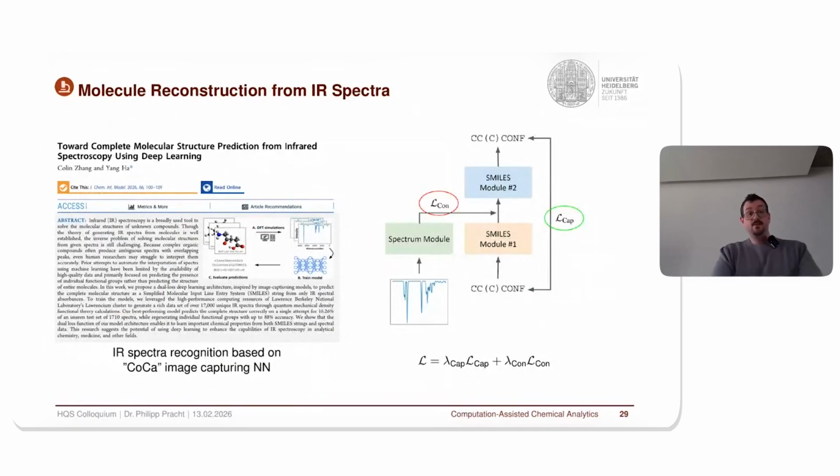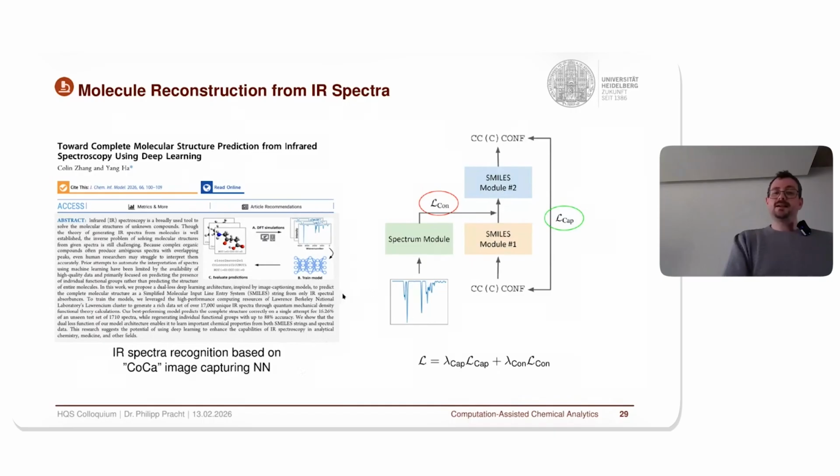I brought you a really fresh publication. This is from January. What they tried to do here is go from an IR spectrum as the only data source directly to some molecules. They are employing a neural network called contrastive captioning, or captioning, which comes essentially from image processing. You have an image and you want to process this into a caption for the figure. So you have a figure of a cat and the caption says, this is a cat, something like that, right?